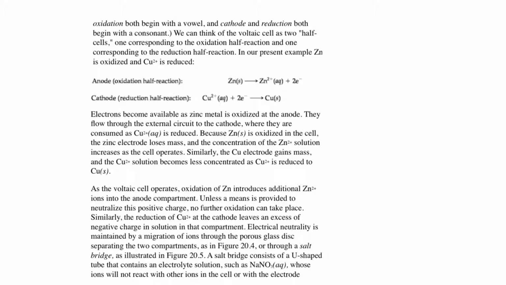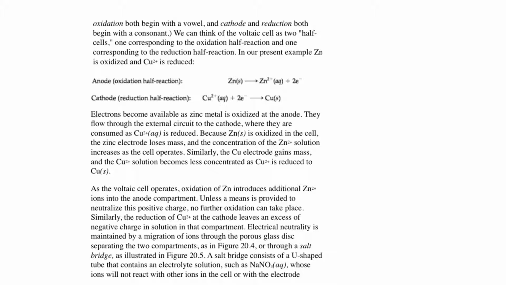In our present example, zinc is oxidized and copper-2 ion is reduced. The anode, the oxidation half reaction, is zinc going to zinc-2 ion plus 2 electrons. The cathode, the reduction half reaction, is copper-2 ion plus 2 electrons yields copper metal. Electrons become available as zinc metal is oxidized at the anode. They flow through the external circuit to the cathode, where they are consumed as copper-2 is reduced.